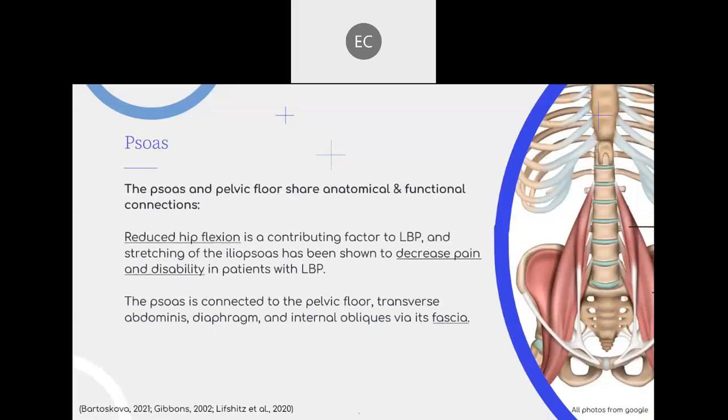Okay, the psoas. The psoas and the pelvic floor actually share anatomical as well as functional connections. We know that reduced hip flexion is a contributing factor to low back pain, and that stretching of the iliopsoas has been shown to decrease pain and disability in patients with low back pain. The psoas is connected to the pelvic floor, the transverse abdominis, the diaphragm, and the internal obliques via its fascia. So tightness of the iliopsoas can also lead to entrapment of the iliohypogastric nerve, which can lead to pain in the groin and the pubic symphysis and weakness in the transverse abdominis and the internal obliques.